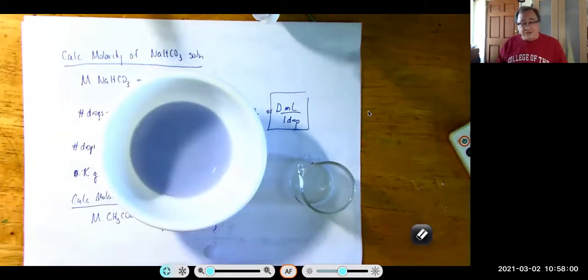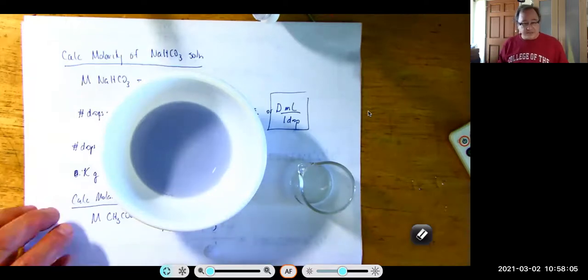And that is your lab demonstration for the titration of vinegar to determine the acetic acid concentration.